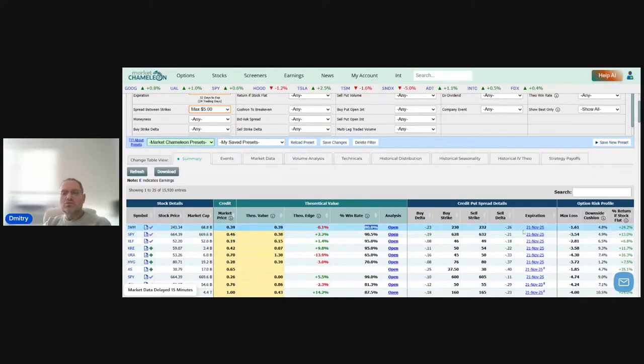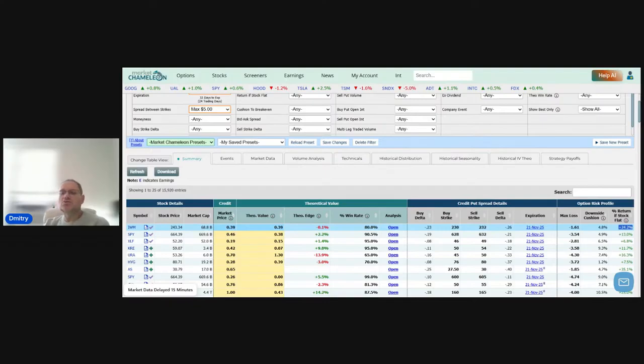Also, this is the spread. It's just repeating what we're analyzing in IWM, the November 21st, 232, 230. The max loss is $1.61. So if you're risking $1.61 to make 39 cents, if the stock is flat, actually, then you got a 24.2% return on the amount at risk.